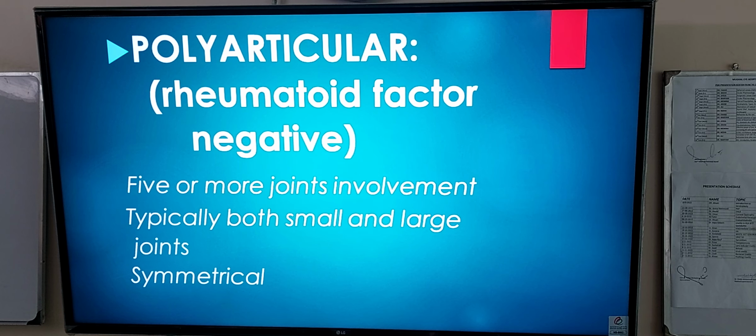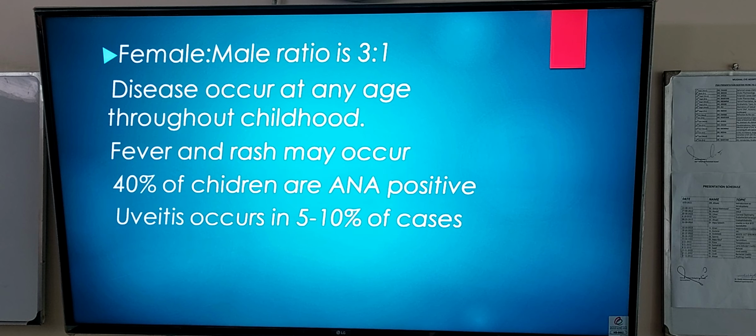Second form is polyarticular, that is more than 4 joints involved, 5 or more joints. It is subdivided into 2 categories, rheumatoid factor negative and rheumatoid factor positive. In rheumatoid factor negative, typically both small and large joints are involved, and it is symmetrical. Female to male ratio is 3:1. That is, in this group also females are more involved. Disease occurs at any age throughout childhood. Fever and rash may occur. 40% of children are ANA positive. Uveitis occurs in 5 to 10% of cases.